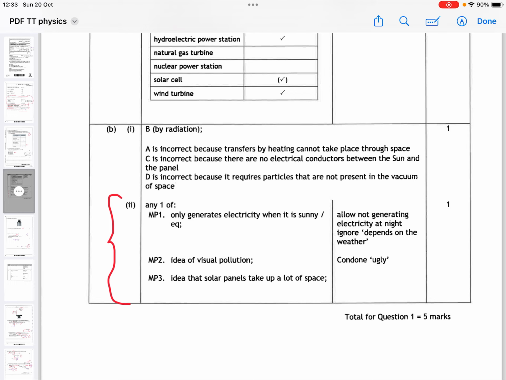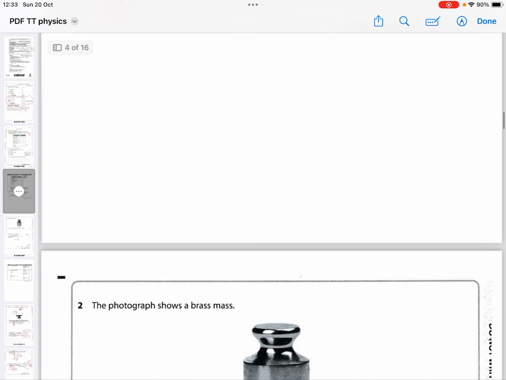Okay, they take up a lot of space in the lands. That land cannot be used, for example, for other reasons. Okay, and of course you can only use them at daytime, you can't really use them at night. So that's a quick question.